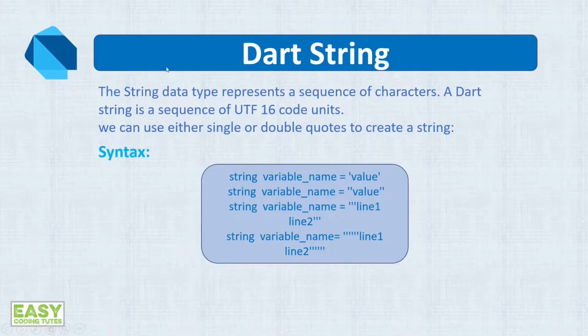So in the first syntax, we have variable name is equal to value in single quote. In the second syntax, we have string variable name is equal to value, that is in double quote. We can have string values in multiple lines also using triple single quotes in syntax 3, and in syntax 4 we are using triple double quotes also.